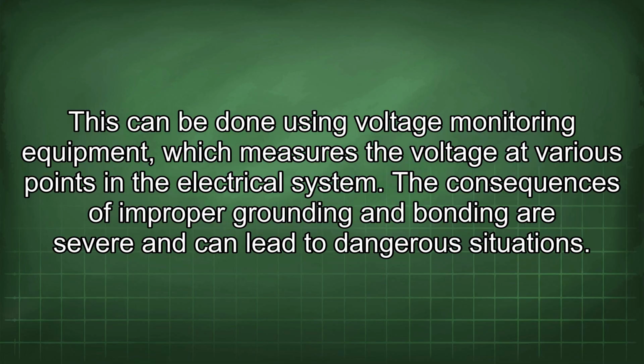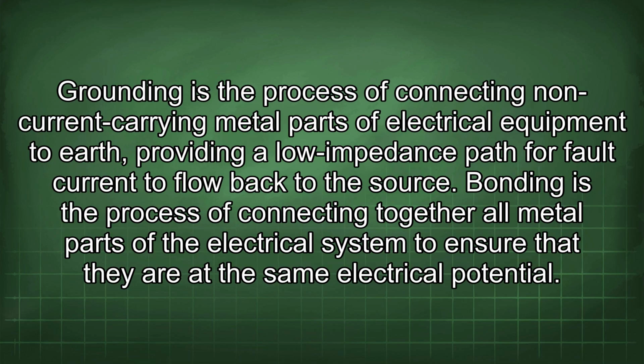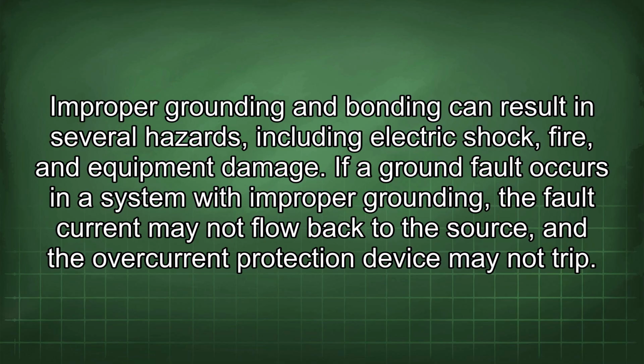The consequences of improper grounding and bonding are severe and can lead to dangerous situations. Grounding is the process of connecting non-current carrying metal parts of electrical equipment to earth, providing a low impedance path for fault current to flow back to the source. Bonding is the process of connecting together all metal parts of the electrical system to ensure that they are at the same electrical potential. Improper grounding and bonding can result in several hazards, including electric shock, fire, and equipment damage.